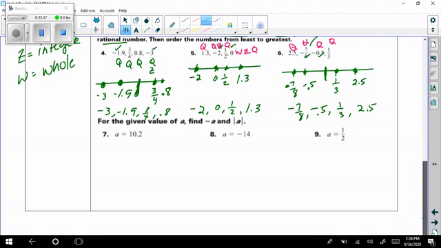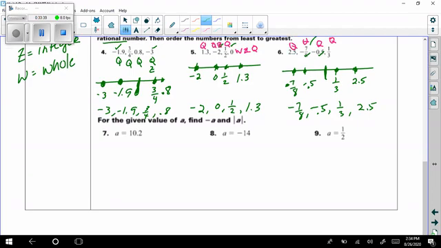We're almost done with this full lesson. Getting close. So for the given value of A, find the opposite of A and the absolute value of A. So this would be negative negative 10.2. And this would be the absolute value of negative 10.2, which would give me 10.2.